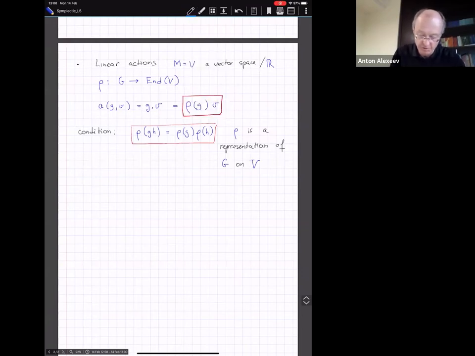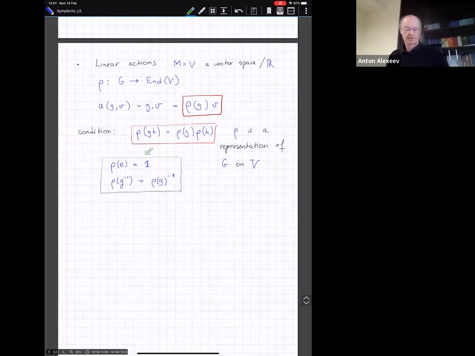Again, just to remind you, actually, this equation implies several other important facts that we're going to use. So first of all, it implies that the value of rho at the group unit is the unit matrix, and rho of the inverse is the inverse of rho of G. So this is simply consequences of this equation. All right.